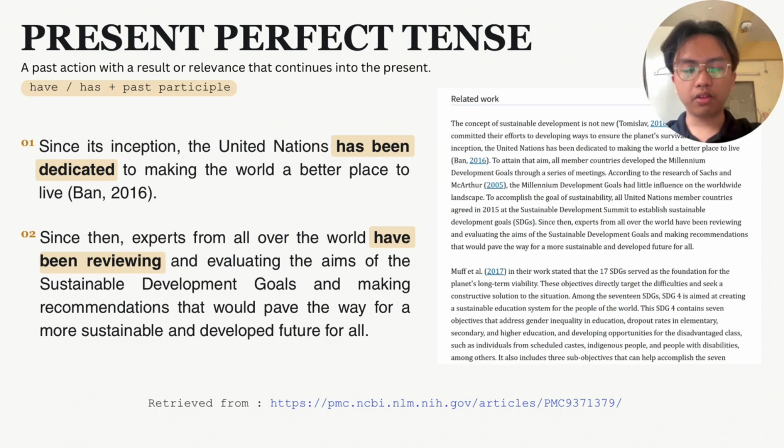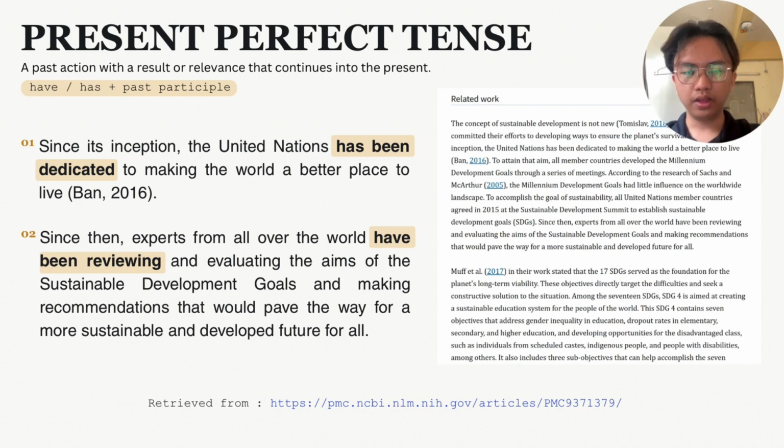Present perfect tense. Present perfect tense shows a past action with a result or relevance that continues into the present. It is identified by subject plus have or has plus past participle. The first example is, since its inception, the United Nations has been dedicated to making the world a better place to live.